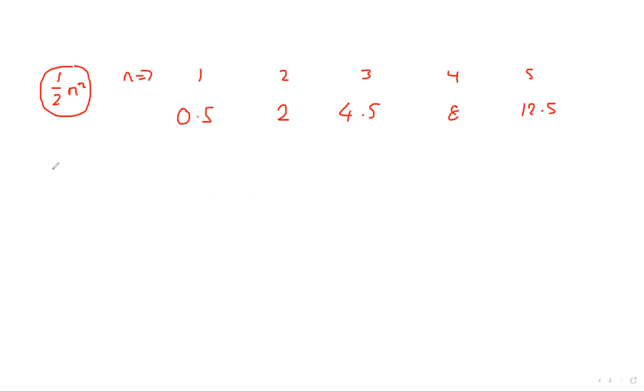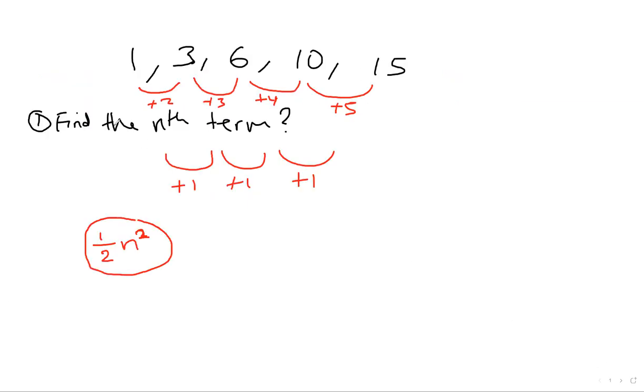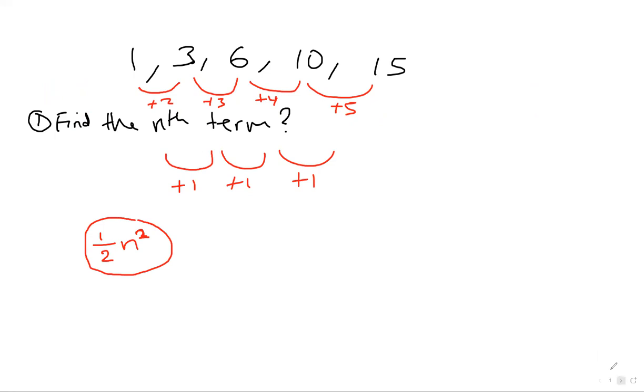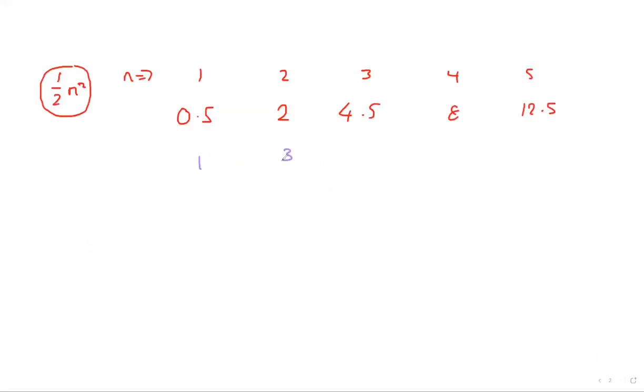Now step 3, if we start in a different color here, step 3 will be to take the original sequence, that's the original sequence from the previous slide, and subtract the second sequence, the one that we generated from this expression. So if we put the values next to each other, we have 1, 3, 6, 10, and 15.